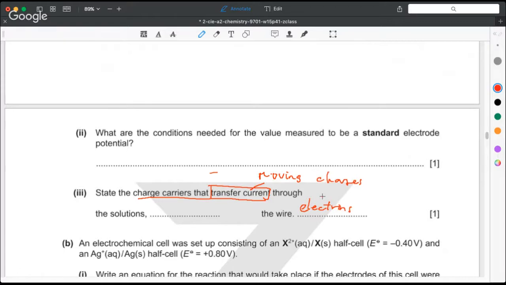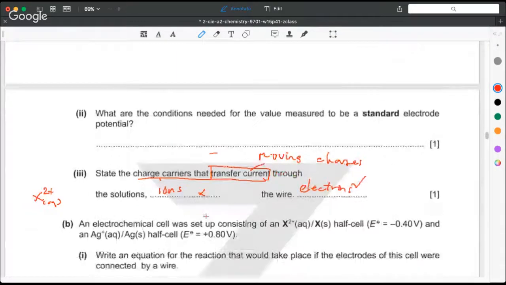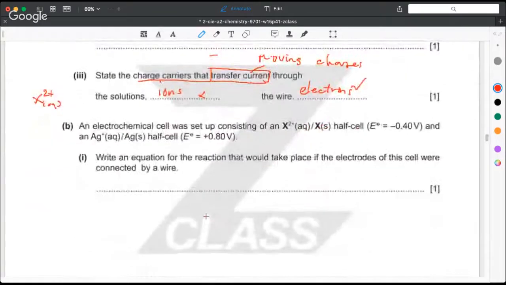But what's moving in solution, of course, are ions. In this case, they gave you X plus, didn't they? So you've got an X plus ion that's moving in solution. And anything that's charged and moving is a current. So for some reason, students were getting that, but weren't getting that. And this is another question where you have to get both parts to get your 1 mark. So you would have thought that might have been 2 marks, but it's just 1 mark.